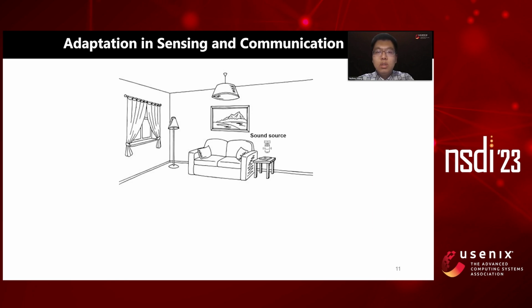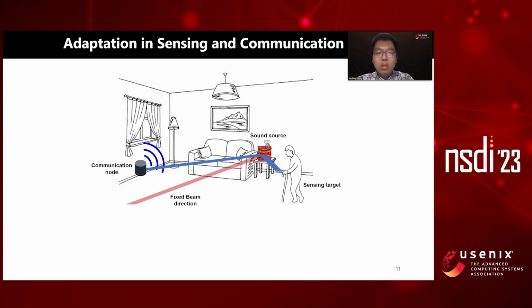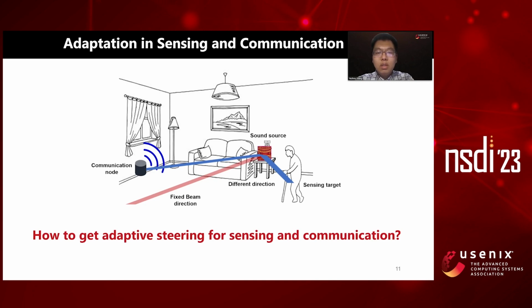Let's consider a real-world scenario using a metasurface to improve SNR. Because the metasurface has a fixed beam direction, we cannot get adaptive steering with a typical passive metasurface. But in sensing and communication scenarios, the target is not stationary. It requires the beams to focus on different directions. So how do we get adaptive steering for sensing and communication?